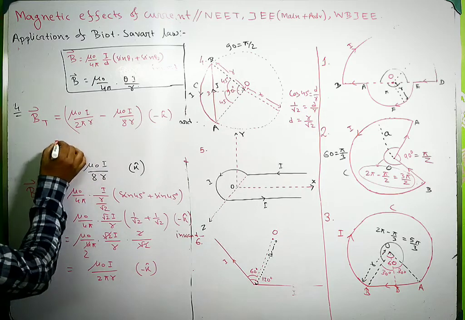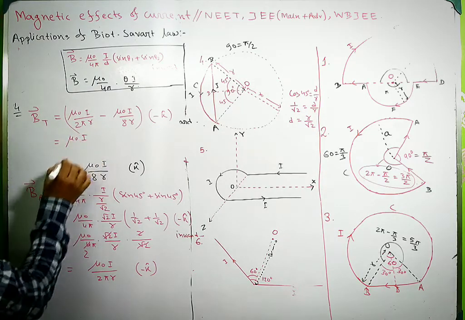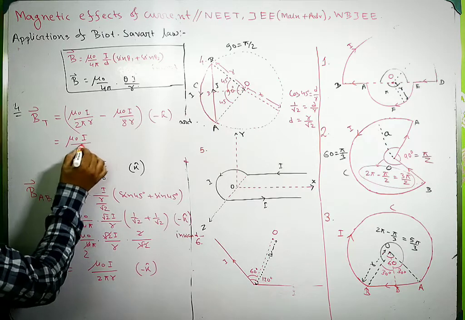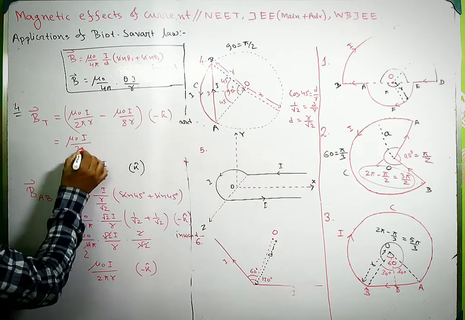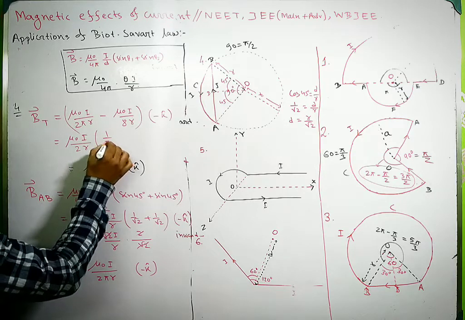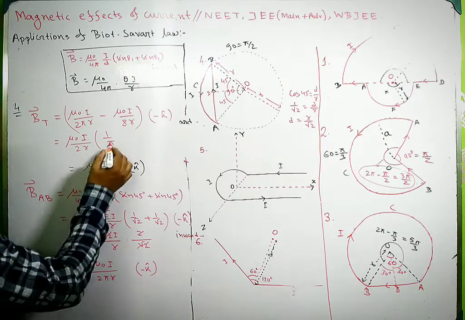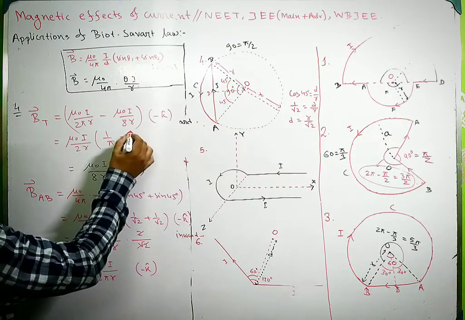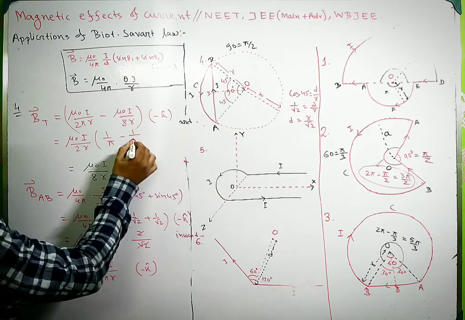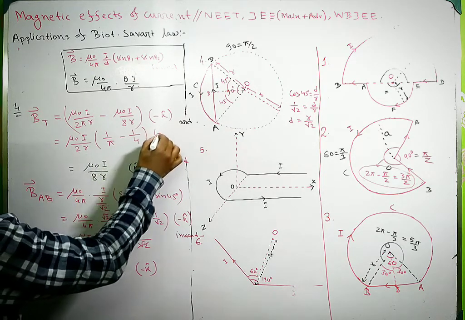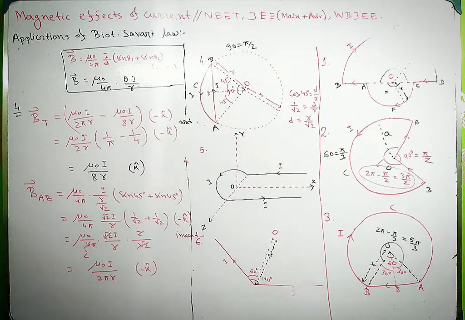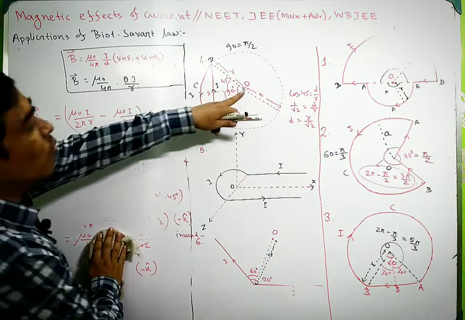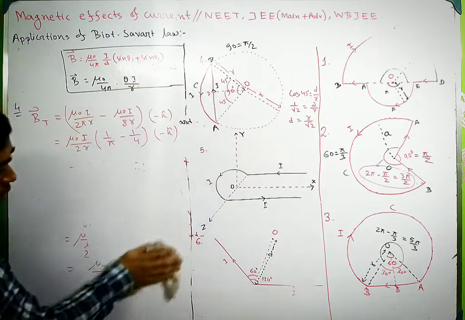So if you take mu 0 I by 2R common, then it will be 1 by pi minus 1 by 4, and this will be minus k cap. This is the total magnetic field at O point due to this arrangement.